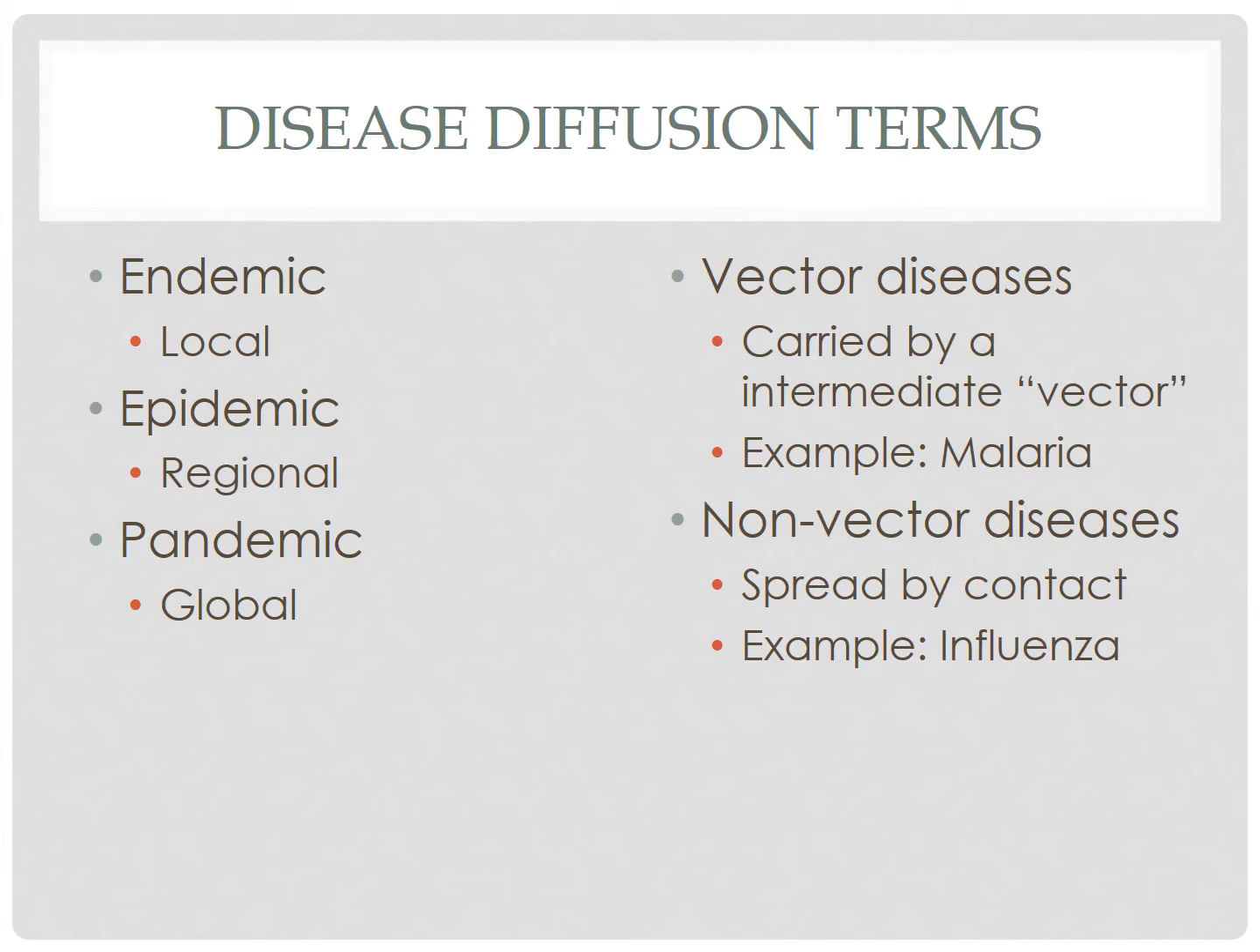All right. Other vector-borne diseases include things like yellow fever, dengue fever, and sleeping sickness, which is spread by the tsetse fly.